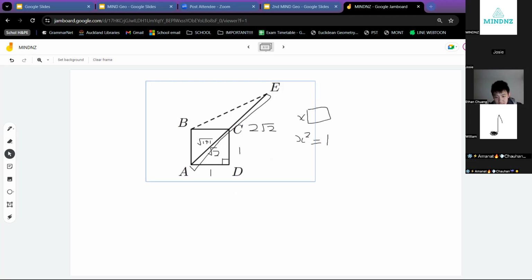I'll give you guys a hint. You can use similar triangles for this question. So try to find similar triangles. It might not be immediately obvious, so you might have to draw additional lines. So BE is 2 square root 2 minus 1. Or what's BE? Okay, do you guys want me to go through the answer or do you want more time?